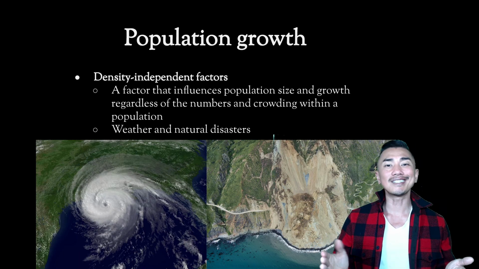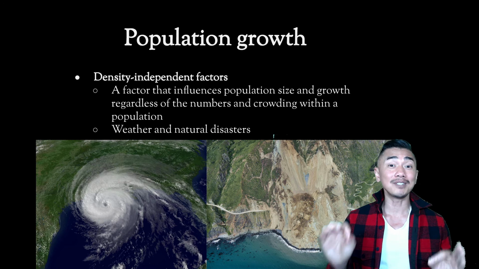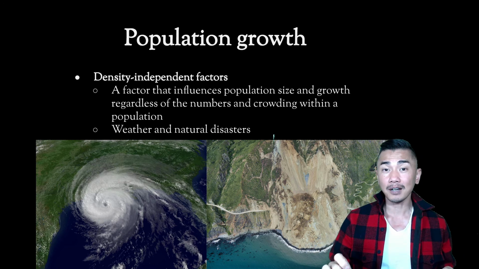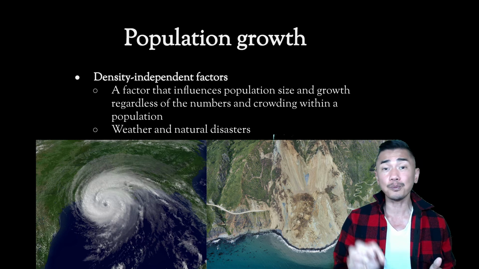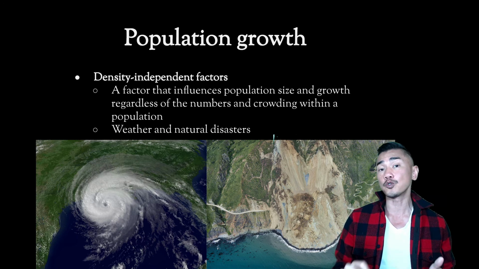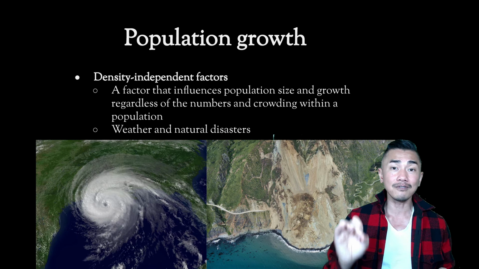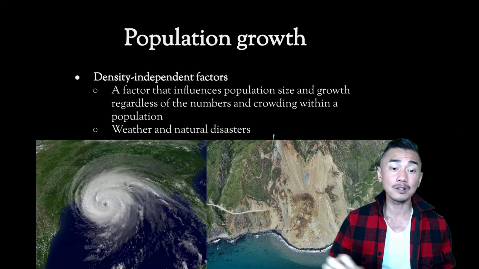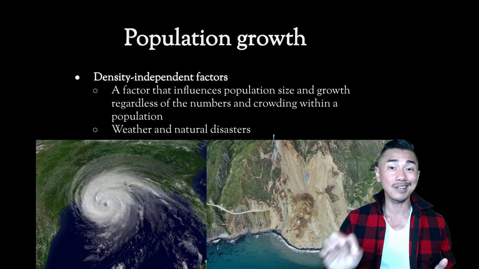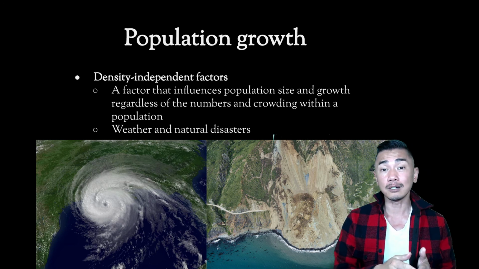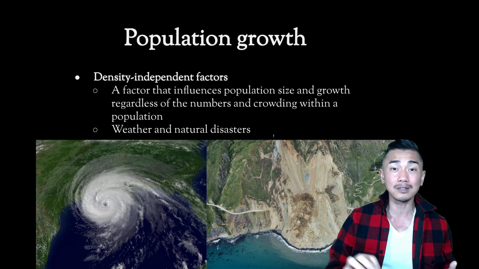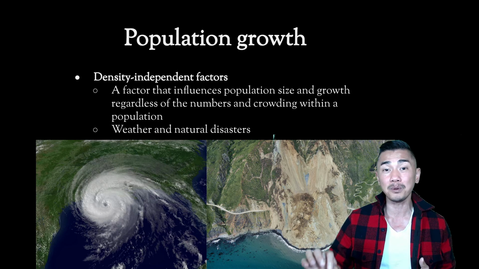In addition to density-dependent factors, we have density-independent factors. Density-independent factors are factors that influence population size and population growth regardless of numbers and crowding within a population. A good example of density-independent factors are weather and natural disasters. A hurricane or a landslide does not change in size in response to population size or population density.